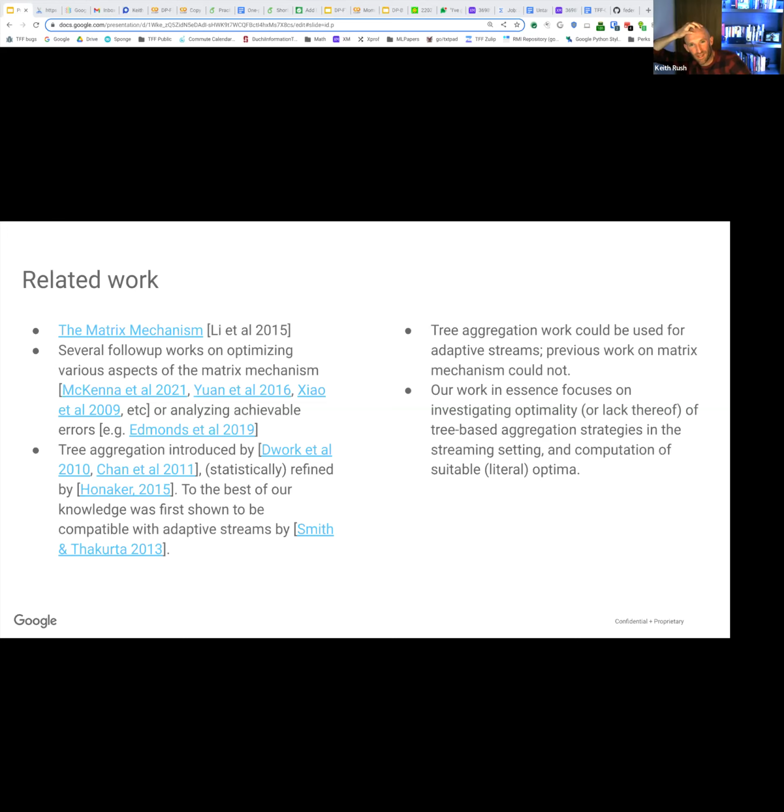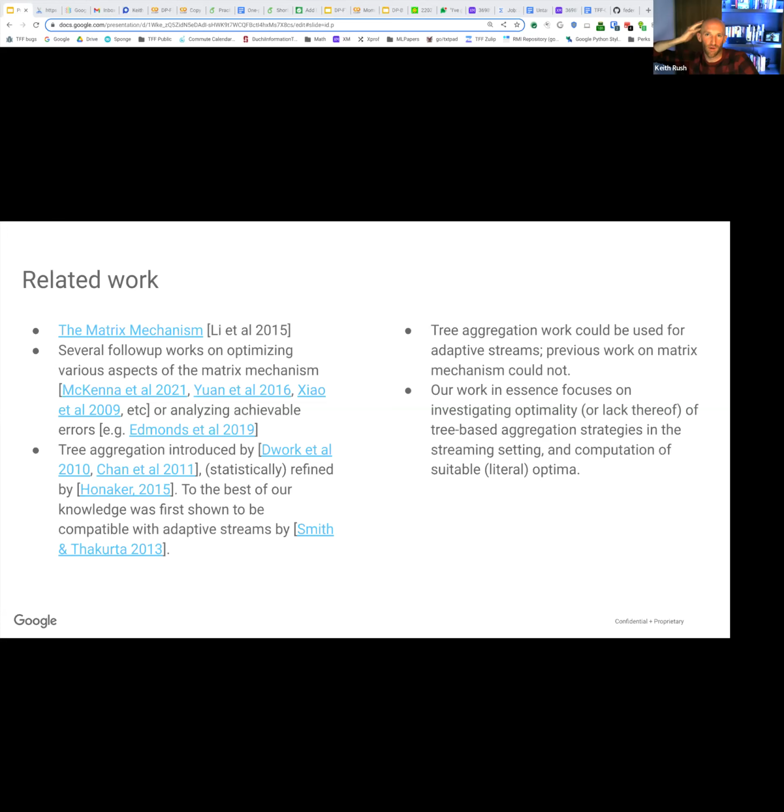which was introduced by Dwork et al., and concurrent work with Chan et al. In 2010, 2011, it was statistically refined by somebody at Harvard named James Honaker, who we've, I think, never actually talked to, but we've leveraged their work a lot. So we always say that we've got to reach out to this person. To the best of our knowledge, these tree aggregation mechanisms were first shown to be compatible with adaptive streams by Adam Smith and Abhradeep in 2013.